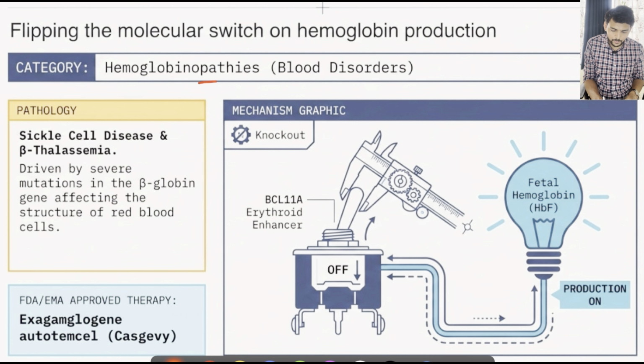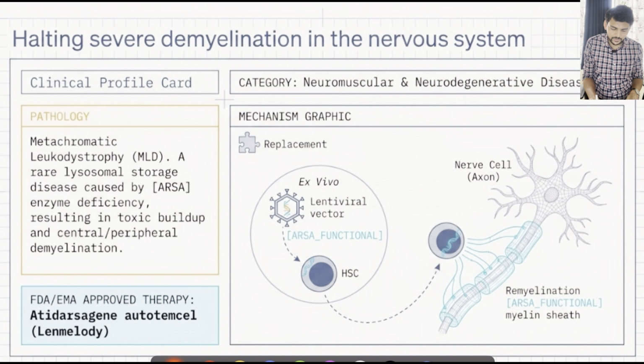And commonly in some hemoglobinopathies like sickle cell disease or beta thalassemia, where mutations lead to beta globin chain dysfunction affecting the structure of RBCs, there also we can take the help of gene therapy. To enlist a few more such disorders, demyelinating conditions of the nervous system like leukodystrophies, mainly metachromatic leukodystrophy, a rare lysosomal storage disease caused by enzyme deficiency leading to toxic buildup of abnormal materials and demyelination. In that case also we can take the help of gene therapy, which will lead to remyelination of the myelin sheath.